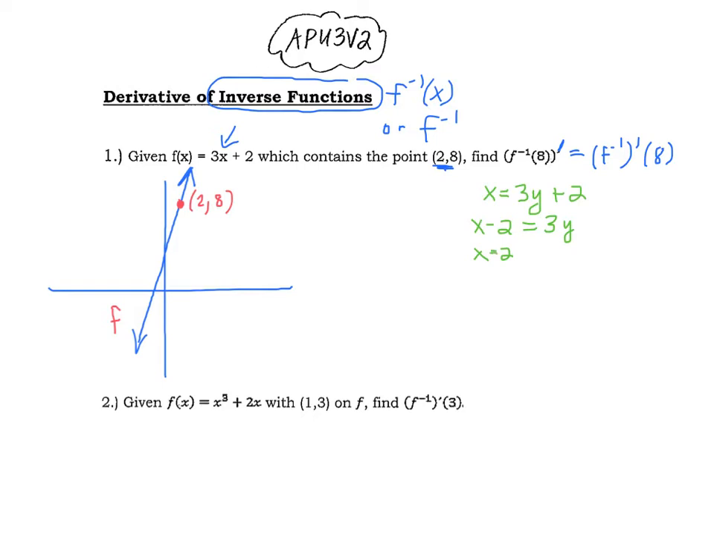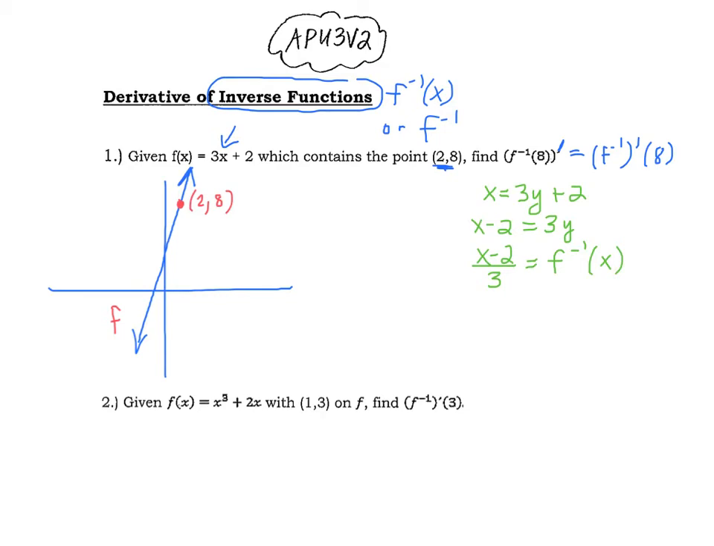If I subtract 2 and then divide by 3, x minus 2, that's a minus. Let me write this again, sorry. So x minus 2 all over 3 would equal y, and then we said to replace y with your inverse notation. So the inverse equation would be that.